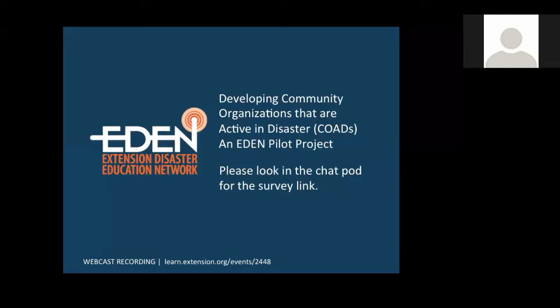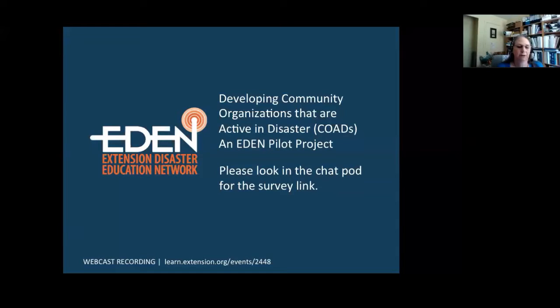someone mentioned that their COAD is starting a citizen corps. I often get the question, what's the difference between a COAD and a citizen corps? Do any of you want to talk about that? I can talk about it a little bit if you'd like. Great. Okay. Basically, your COAD is in response to an event that has happened.